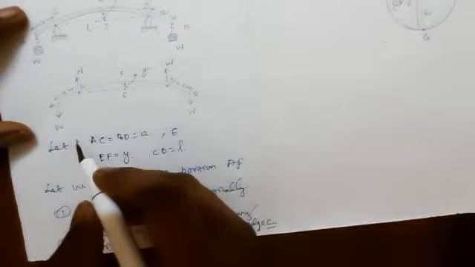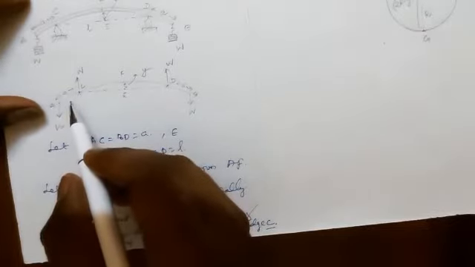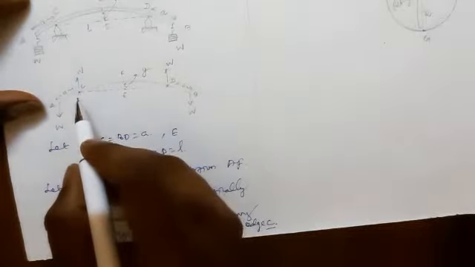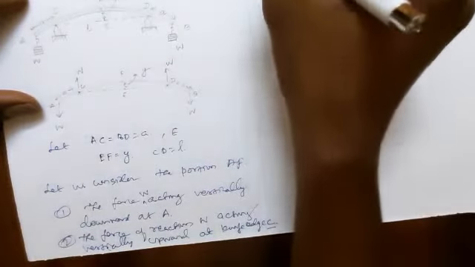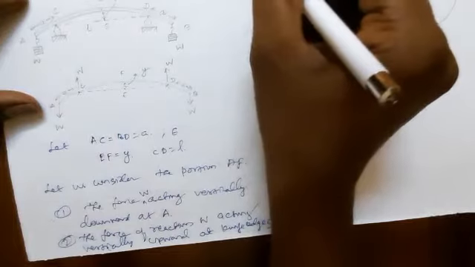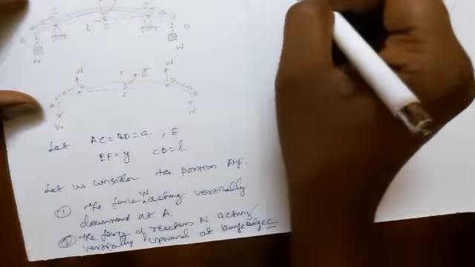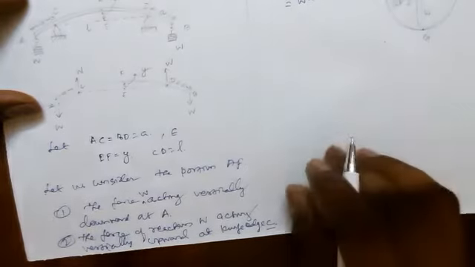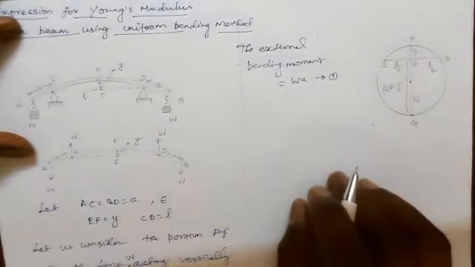Here, the moment of a couple is the product of one of the forces and the distance between the two forces. The moment of the couple is the external bending moment. The external bending moment equals W into a. Give this equation number 1.